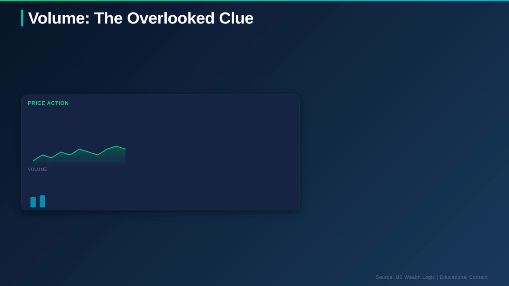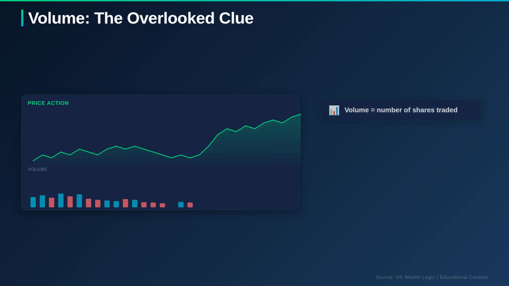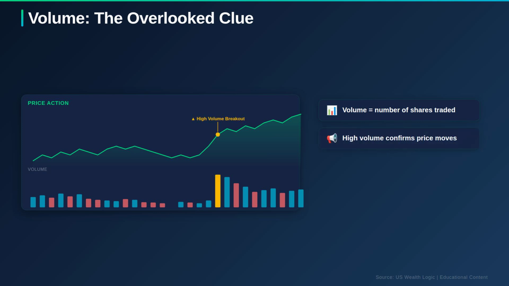At the bottom of almost every stock chart, you'll see a row of vertical bars. Most beginners ignore them completely. Maya did too at first. Those bars represent volume, the number of shares traded in a given period.